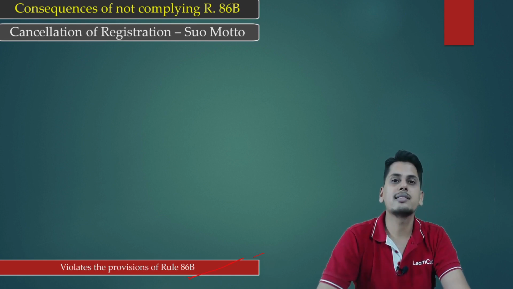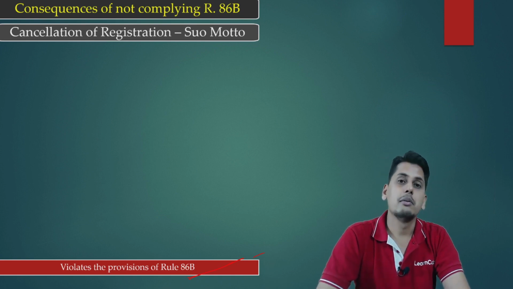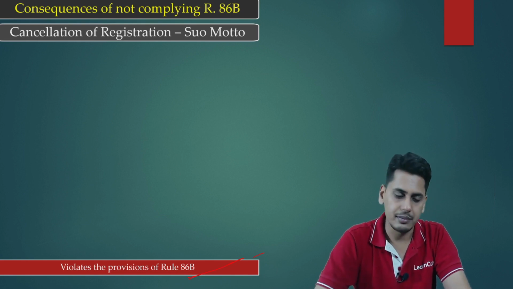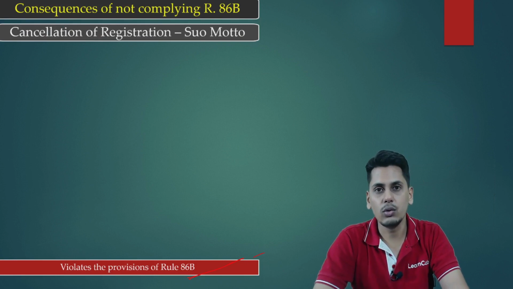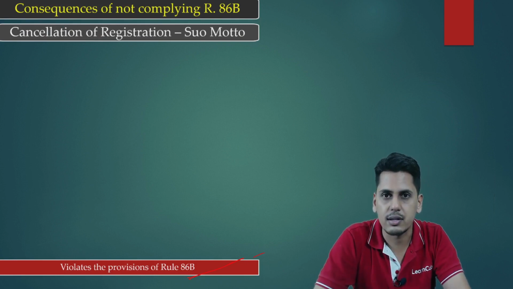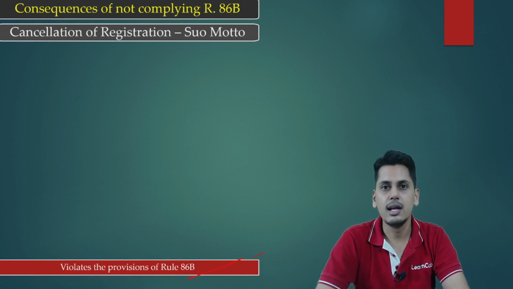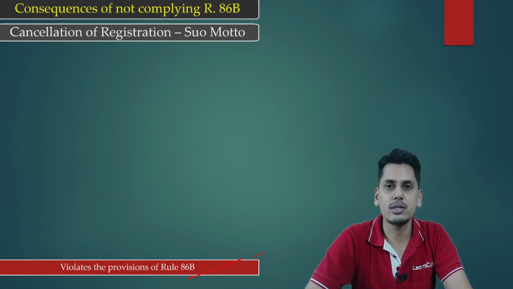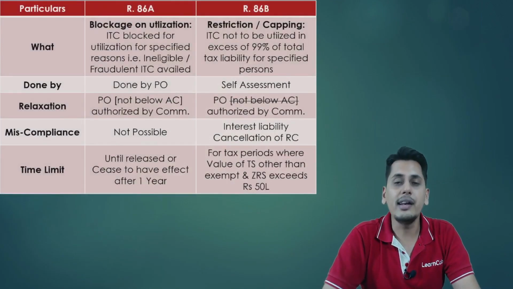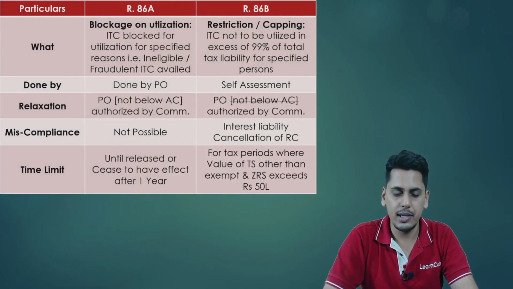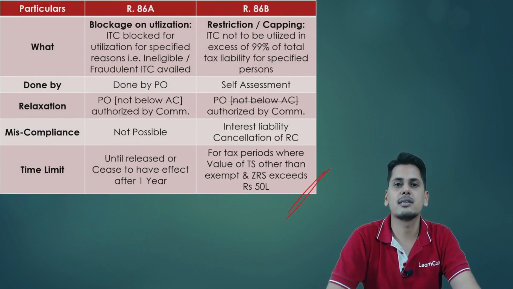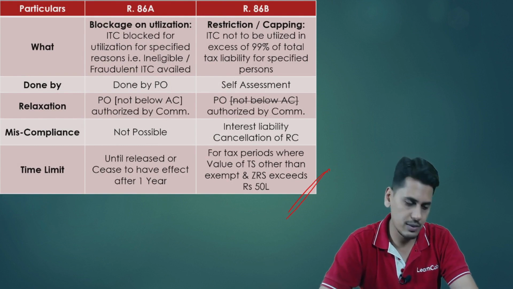Now we understand what is 86B, and friends, non-compliance with the provisions of Rule 86B would result in cancellation of registration suo motu by the proper officer. I am sure you are able to follow this. This was as regards the consequence of non-compliance of Rule 86B. Friends, we have spent quality time understanding Rule 86B. Let us spend a few moments understanding and appreciating the difference between 86A and 86B.